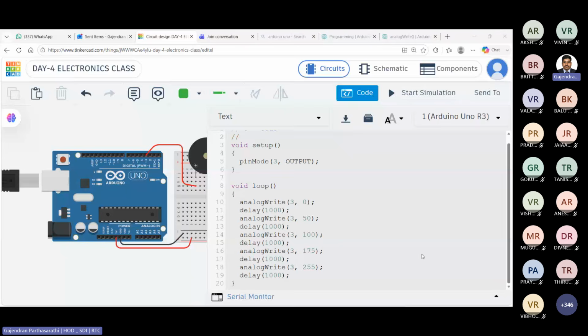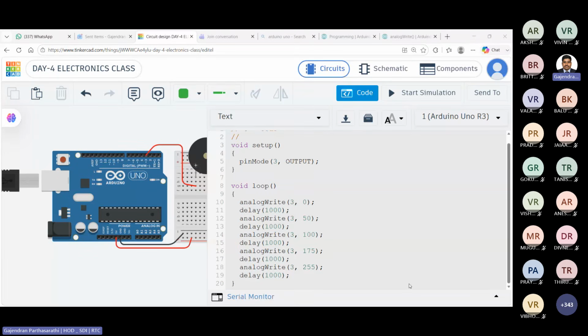So today's syntax we have learned is analogWrite. The analogWrite function has a very simple syntax: analogWrite of the pin number, comma, a value from 0 to 255. That's all, very simple. Once you give that value, you will realize the on and off states as well as the in-between states. Someone tried with 0, 255 and 0. Now you try this one.